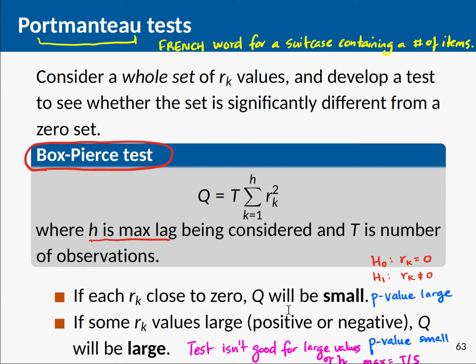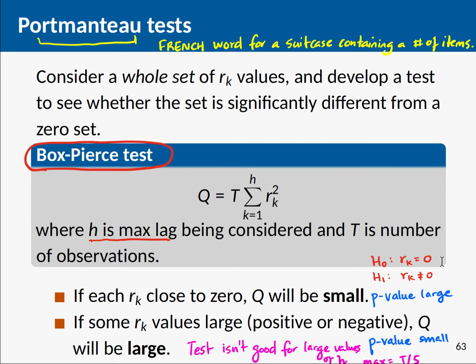Now, whenever we are doing a statistical test, what we want to do is set up our null and alternative hypotheses. Our null hypothesis in this case is that r_k, representing the autocorrelations, are equal to 0. The alternative hypothesis is that these autocorrelations are not equal to 0. Now, what we want is this first thing here, the null hypothesis, to not be rejected.